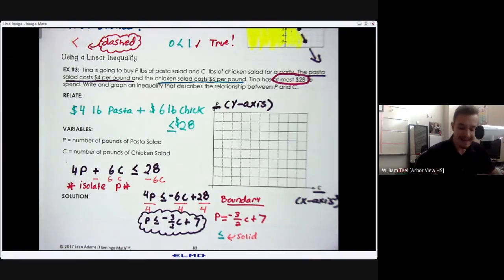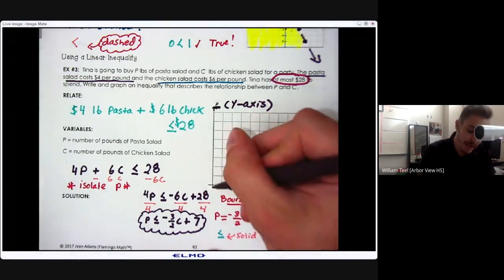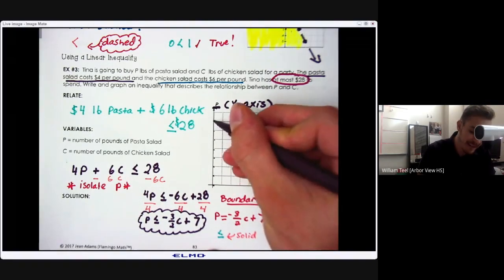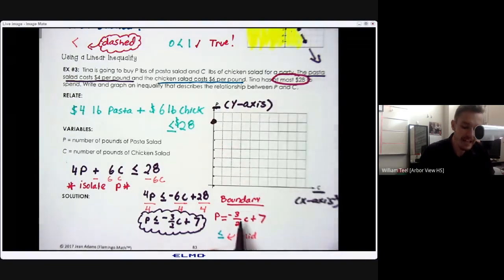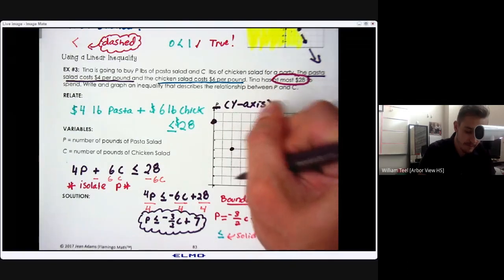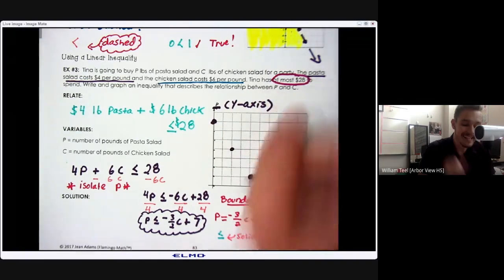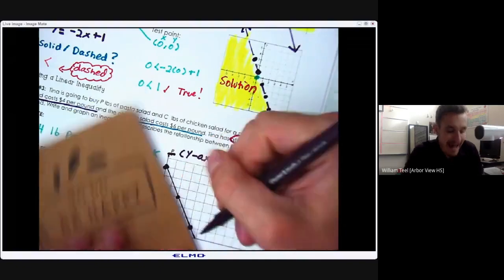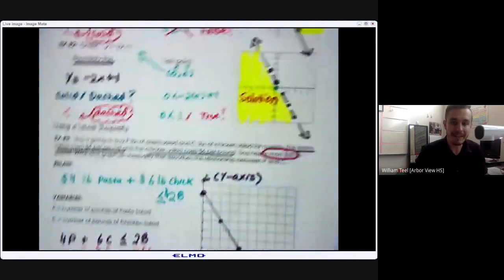So using my slope and my intercept, I'm going to put my intercept first on the graph. So I go to 0, 7, up 1, 2, 3, 4, 5, 6, 7. And now I'm going to use my slope to go down 3 to the right 2 a couple of times. All right, and since this is a solid line, I'm going to use my straight edge to connect those dots. And that is my inequality.